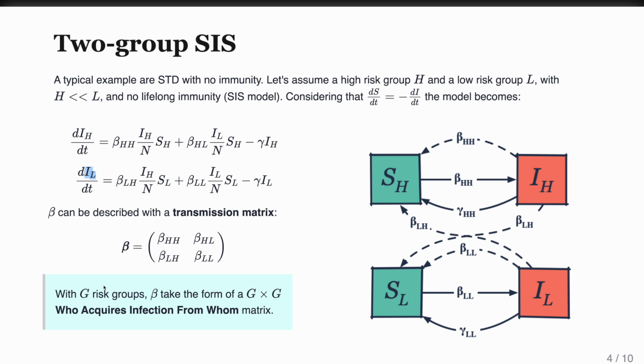So when we have G risk groups, in this case two, we automatically have a G by G matrix, so in this case 2 by 2. If we had 3 risk groups, then we would have a matrix with 9 betas and so on. The number of betas increases exponentially as the number of risk groups that we are considering. These kinds of transmission matrices are also called who-acquires-infection-from-who matrices.